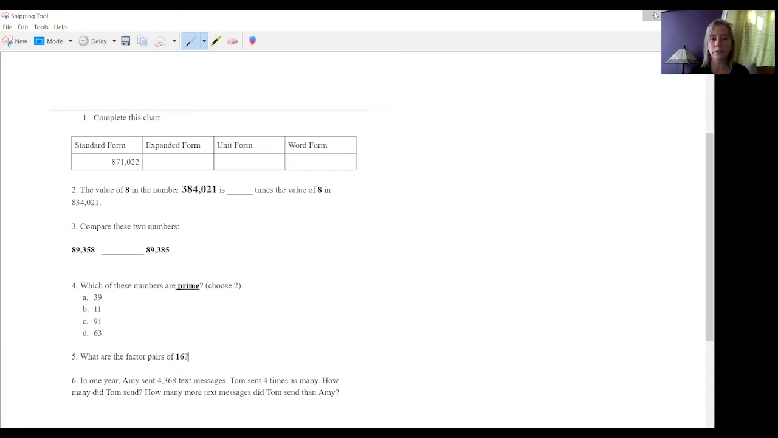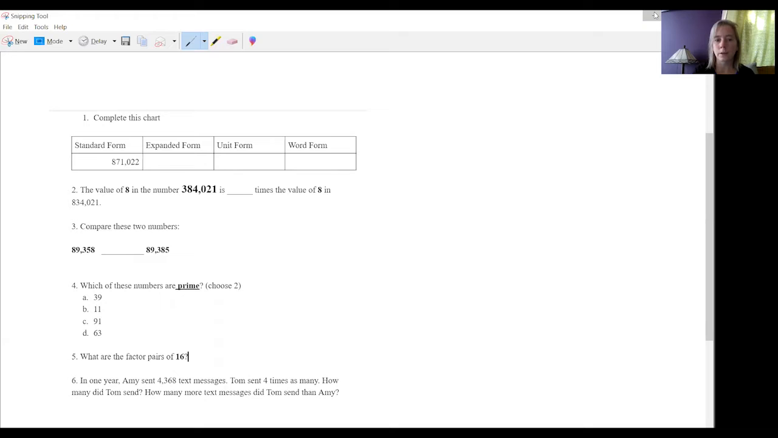This one says compare these two numbers. You have 89,358, and this is 89,385. Which one of these two is bigger? Number 4 is which of these numbers are prime. Look through each one of these and don't fall for any tricks. 39, 11, 91, or 63, which are prime.